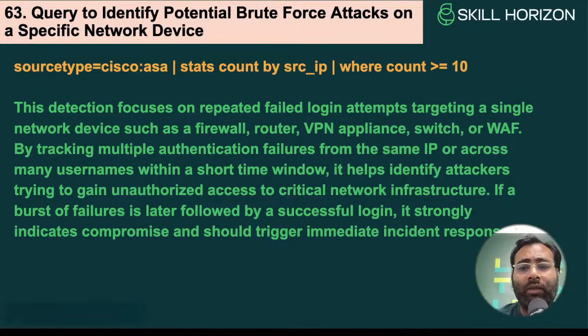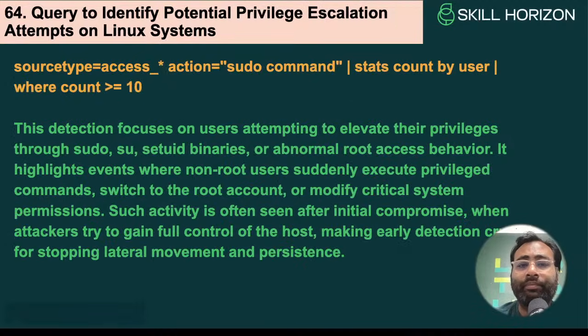The scenario will be the same as we discussed previously, but the source type will be different, and that's the modified query. So if you are using any type of firewall, routers, VPN appliances, or switches in a network, then we can select the source type of that, pointing to that network device and identifying some potential brute force attack activity.